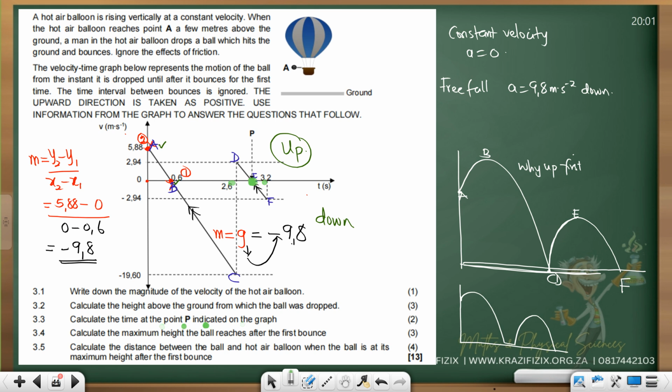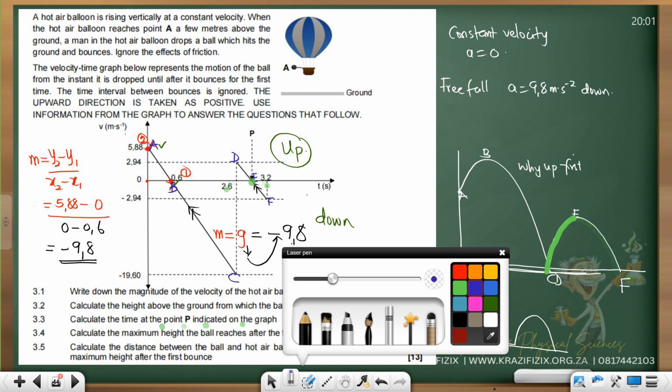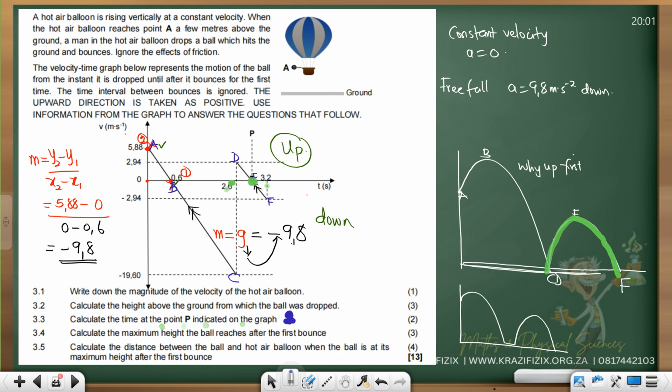Do you notice P is, that's E, right? The time it takes the object to go up is the time it takes to come down here. How do you get a midpoint? Add these two together and divide by 2. What is 2.6 plus 3.2? That's 5.8. What is 5.8 divided by 2? That's 2.9. Done. P is 2.9 seconds.